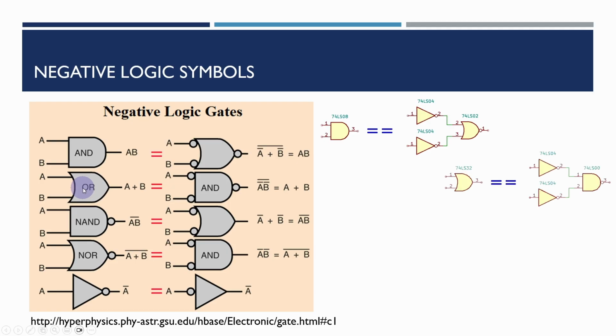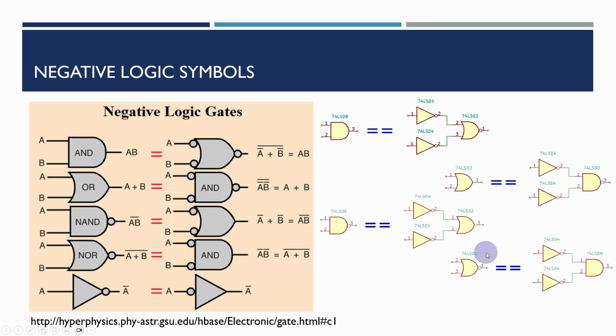Then we look at an OR gate. That OR gate is the equivalent of a NAND gate, negative AND, with two inverters on the A and B inputs. When we look at a NAND gate, that is the equivalent of inverters going into an OR gate. And when we have a NOR gate, that is the equivalent of an AND gate with two inverters going in it. And then finally, down the bottom for inverters, as I've mentioned previously, if we have either a NOR gate or a NAND gate and we tie both the inputs together, that effectively makes an inverter.